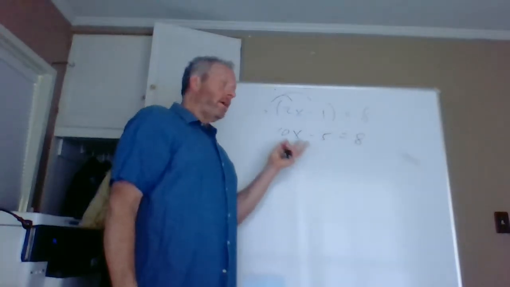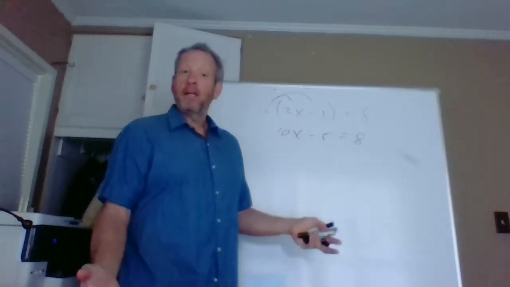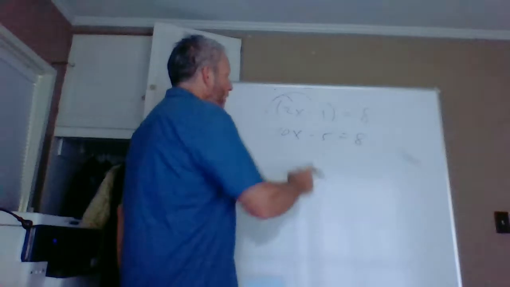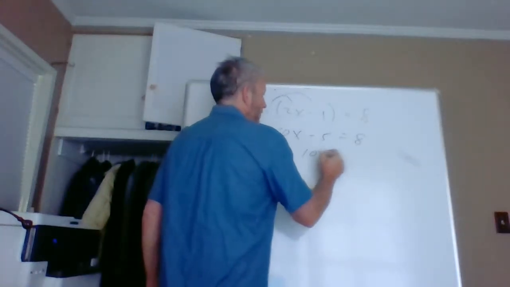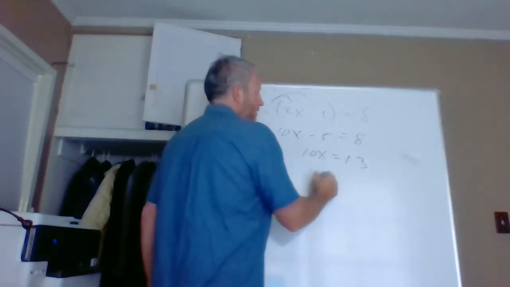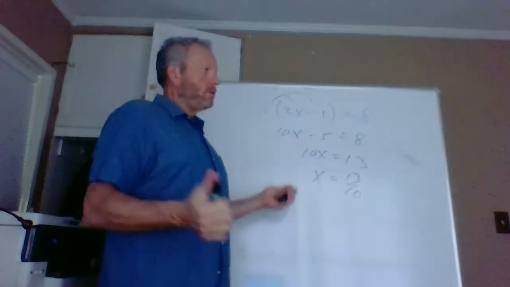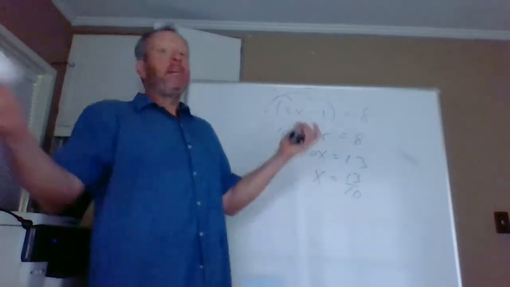Then we look at this and we say, oh yeah, that's that kind. I already know how to do that kind. We did that kind, or I've done that kind many times. So we'll add 5 to both sides. And then we'll divide both sides by 10. Okay, fine.